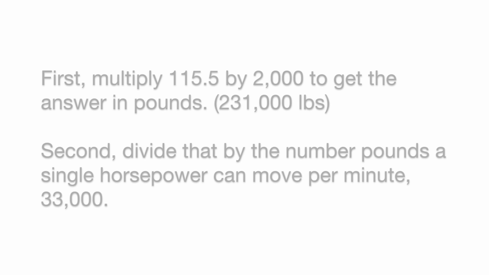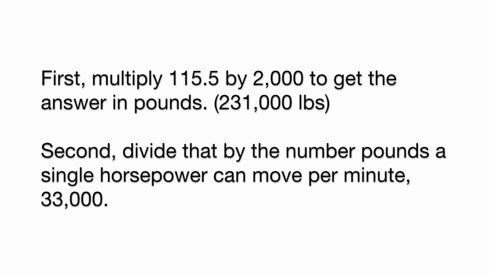Here's how we got the answer. First, we multiply the number of tons by 2,000 pounds. This will give us the weight of the truck in pounds. Once we have that, we divide by 1 horsepower, or rather the work that can be accomplished by 1 horsepower, which is 33,000 foot-pounds per minute. So, having done that, we have 7.